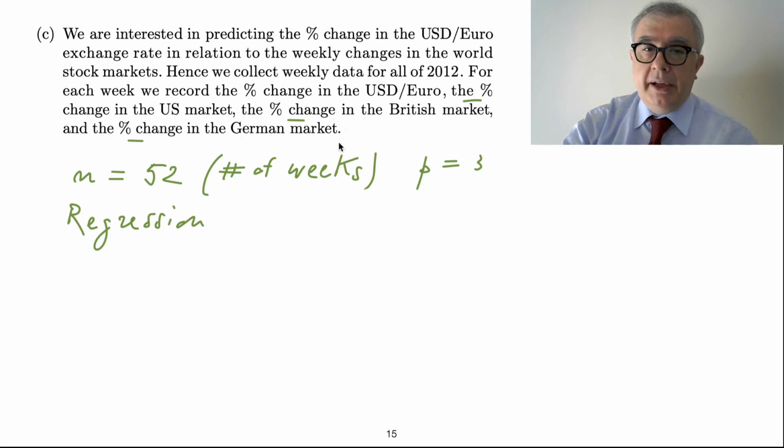Okay, here again we have a regression problem because we are going to predict the percentage change that is a continuous variable. The number of observations, since we collect weekly data for an entire year, will be 52, that is the number of weeks, and the number of predictors will be the percent change in the US market, 1, percentage change in the British market, 2, and percentage change in the German market, 3. The percentage change in the USD/euro is just the response variable and should not be counted, of course.